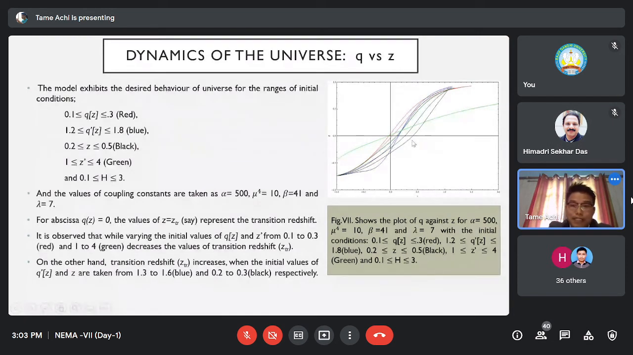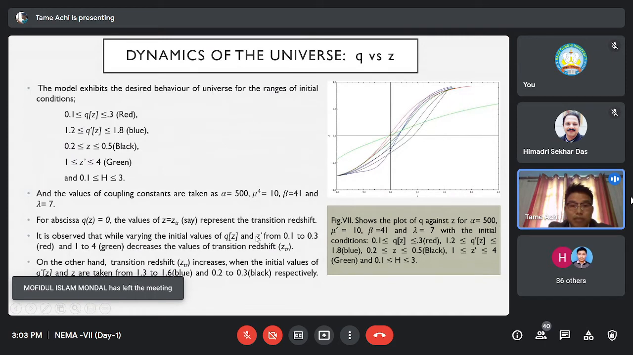So all those values of Z that intersect Q equal to 0 are called the transition redshift. It is observed that while varying the initial values of Q and Z prime from 0.1 to 0.3, and 1 to 4, the value of the transition redshift decreases.